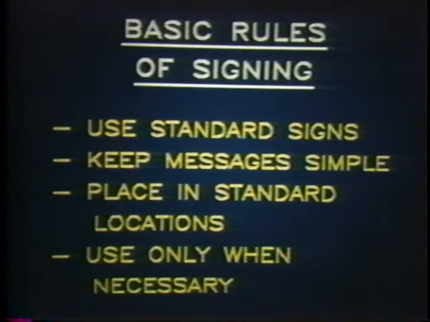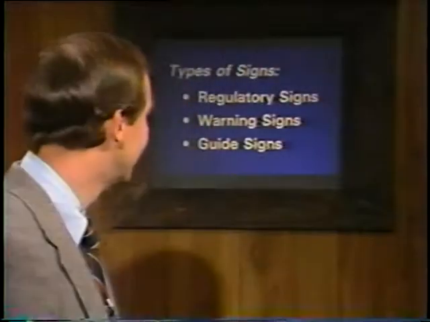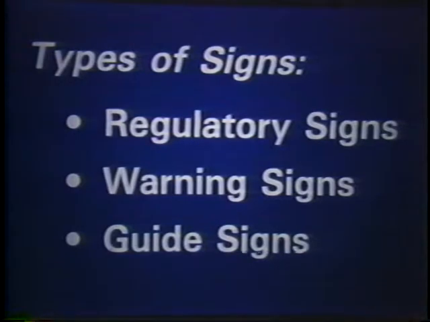Signs should be standard and uniform. The messages on the signs should be simple, easy to read, and easy to understand. The signs should be located so that there is sufficient reaction time. And signs should only be used when they are actually needed for motorist safety and/or navigation. The Manual on Uniform Traffic Control Devices categorizes signs by 3 groups: regulatory signs, warning signs, and guide signs.